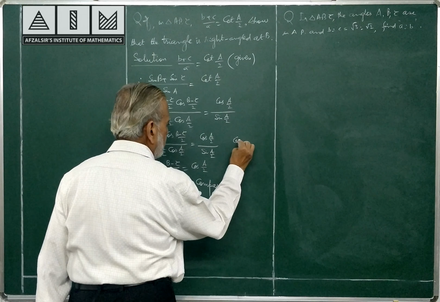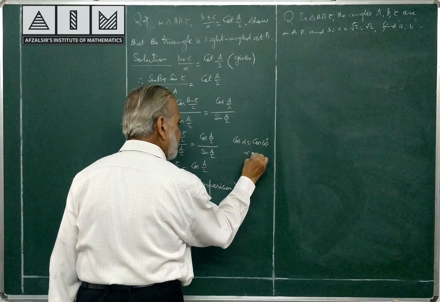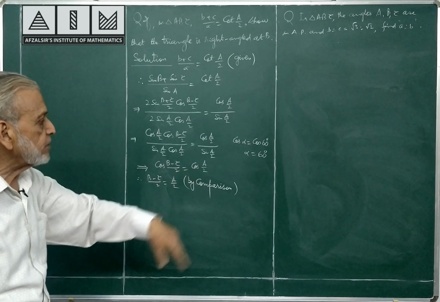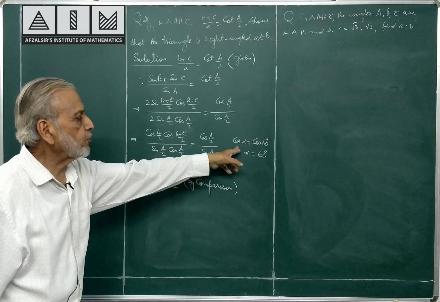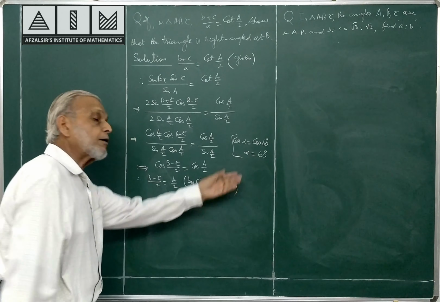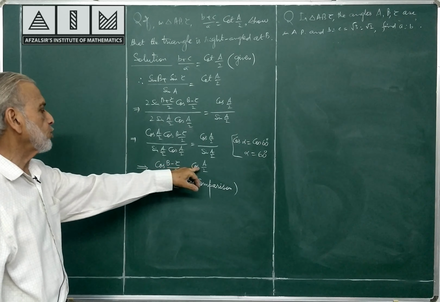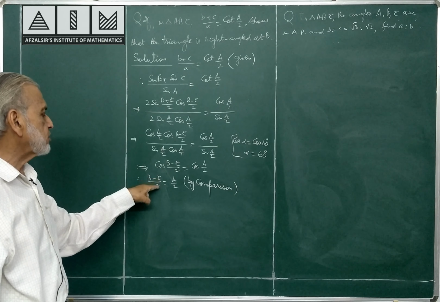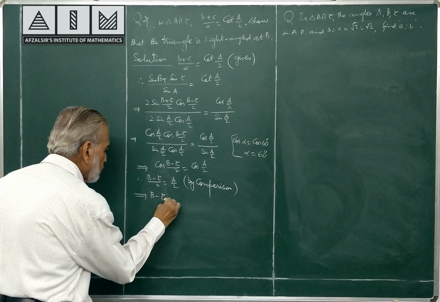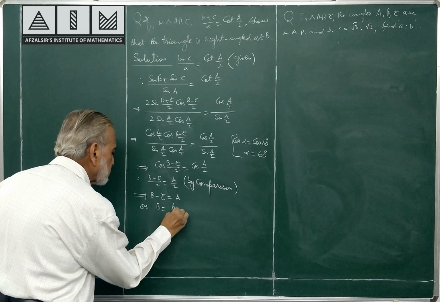Please see here. Anywhere, if you get cos alpha is equal to cos 60 degrees, I will write alpha is equal to 60, not by cancelling cos. It is comparison. Comparing cos alpha with cos 60, we find alpha is 60. This is by comparison, not by cancellation. So, cos (B minus C)/2 is equal to cos A/2. By comparison, (B minus C)/2 is equal to A/2. Cancel 2. B minus C is equal to A, or may I say B is equal to A plus C.